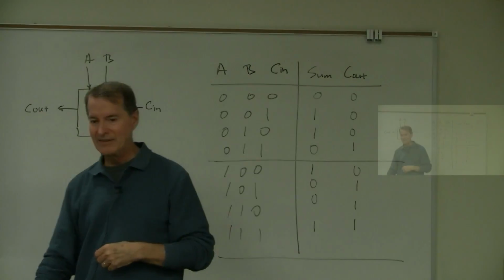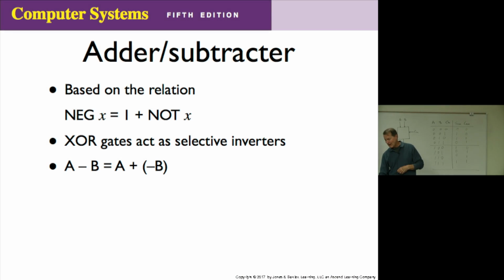Are you with me? Okay, so look, you guys, here it is. It's based on the relation, so this is going to be an adder subtractor. It's based on the relation neg x, the negation of x, equals 1 plus not x. And furthermore, the XOR gates act as a selective inverter. So the way we do a minus b is we do a plus the negative b, a plus neg b.